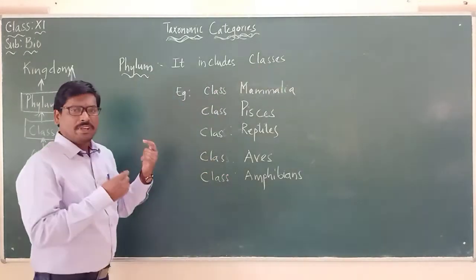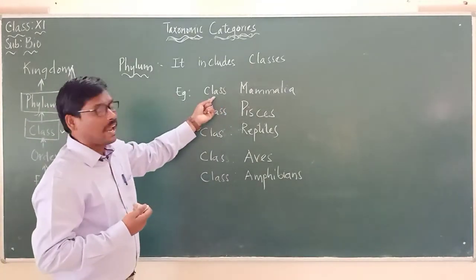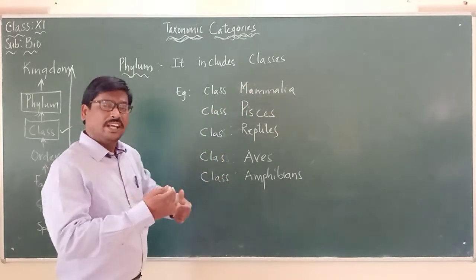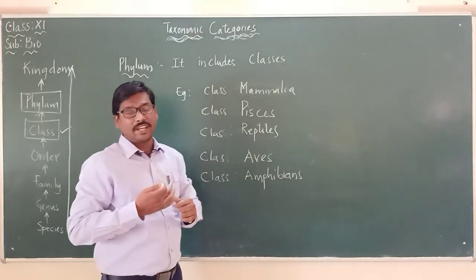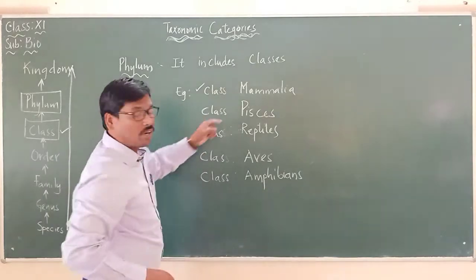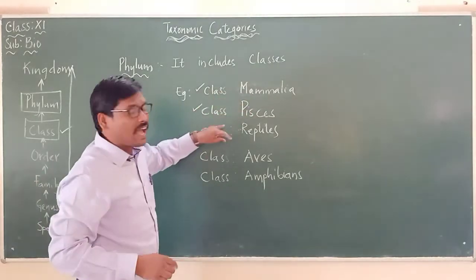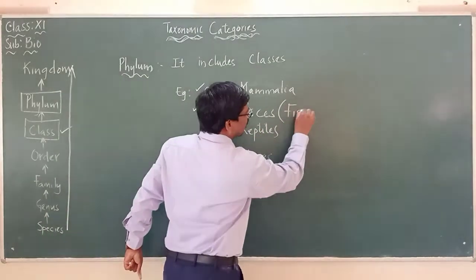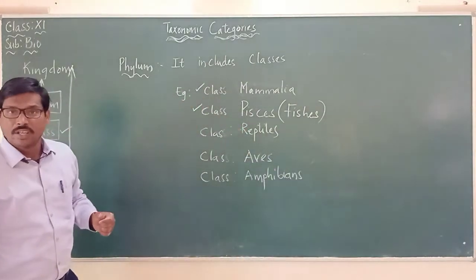So here the best examples, as we have seen already in the previous part: Mammaliae is one class. Like that, there are also many animals which are kept under different classes. The first class we are seeing is class Mammaliae. Then the next one is class Pisces, which talks about all the fishes.